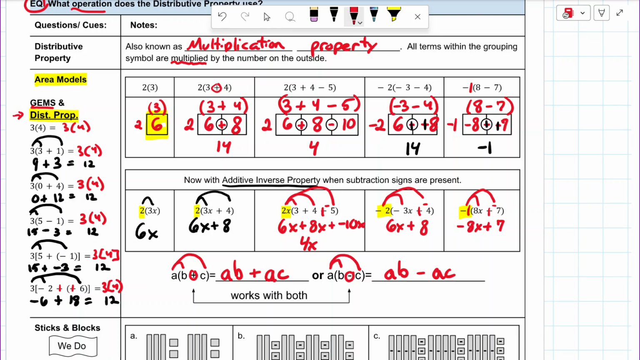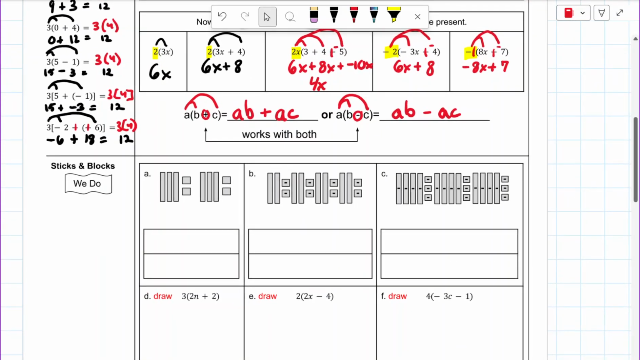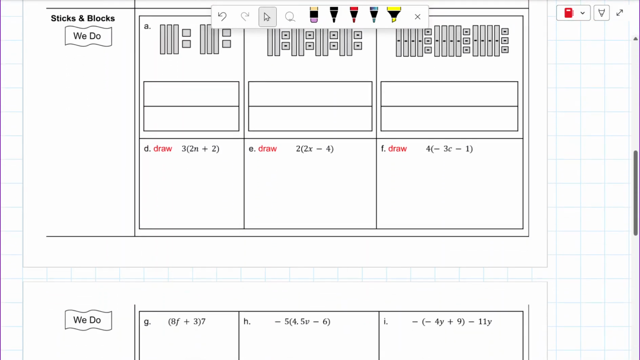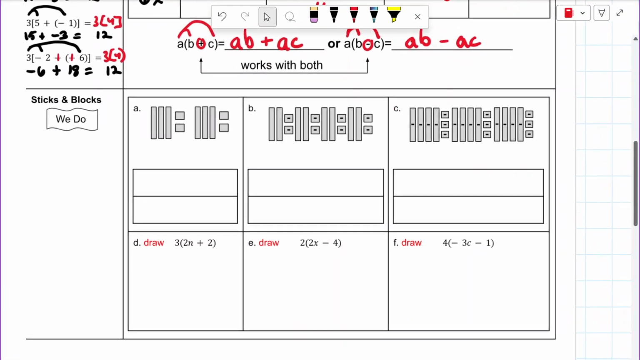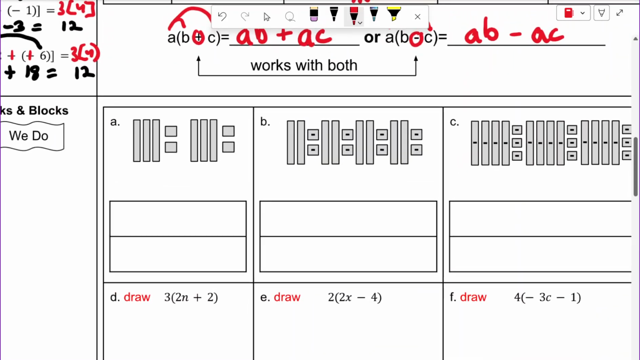Now let's go down here to the sticks and blocks. Now you can see past the sticks and blocks, we'll be getting into the next side of the notes. So let's make sure we really know what's happening here. Okay, in A, we have these vertical sticks, and then we have these blocks. Now there are no signs inside here, so we're going to assume they are positive sticks and blocks. Now if you'd like to put positive signs in here, you may. Positive, positive, positive, all the way across.